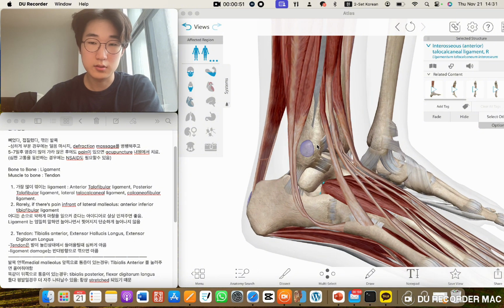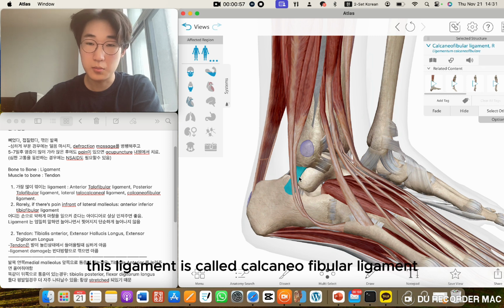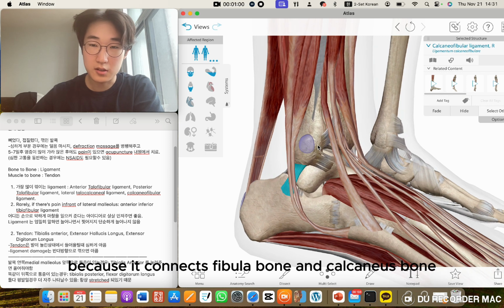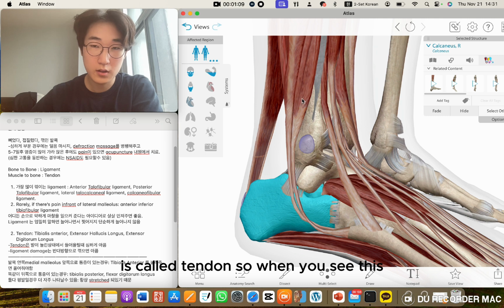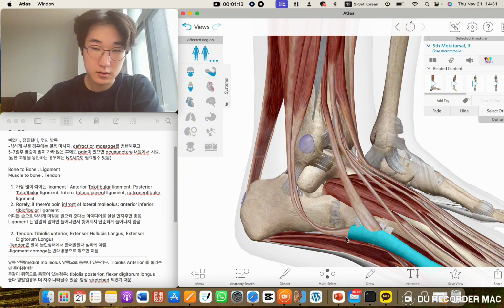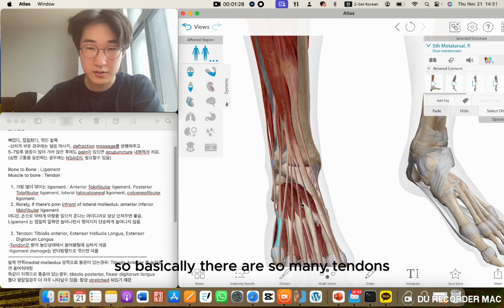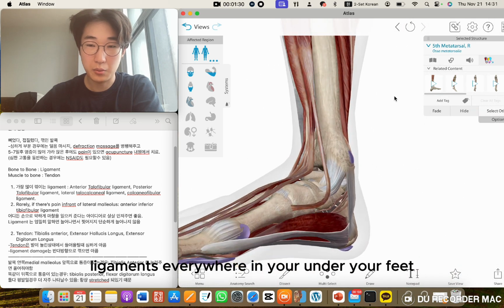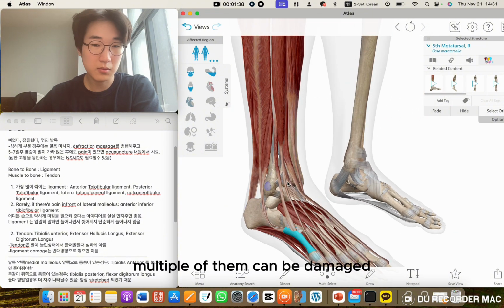For example, this bone-to-bone connection is called a ligament. This ligament is called the calcaneofibular ligament because it connects the fibula bone and the calcaneus bone. And when there's a muscle-to-bone connection, it's called a tendon. So when you see this fibularis brevis, it connects to the bone here, a thin, strong strap. So basically, there are so many tendons and ligaments under your feet, on the lateral and medial side of your feet. Multiple of them can be damaged.